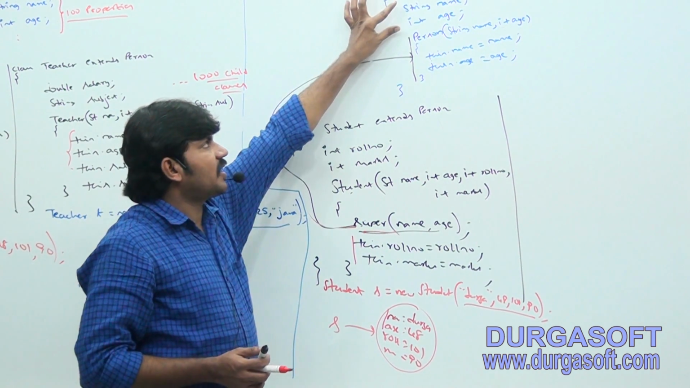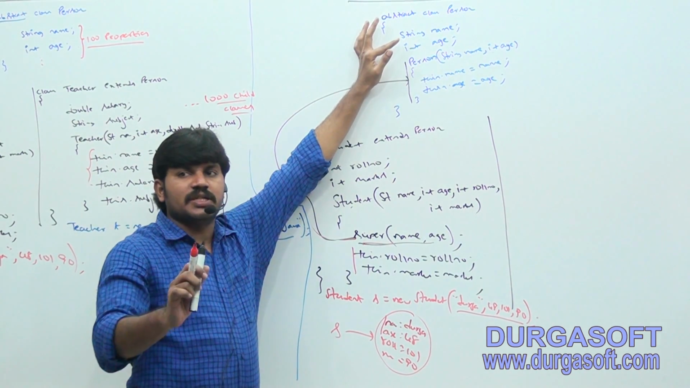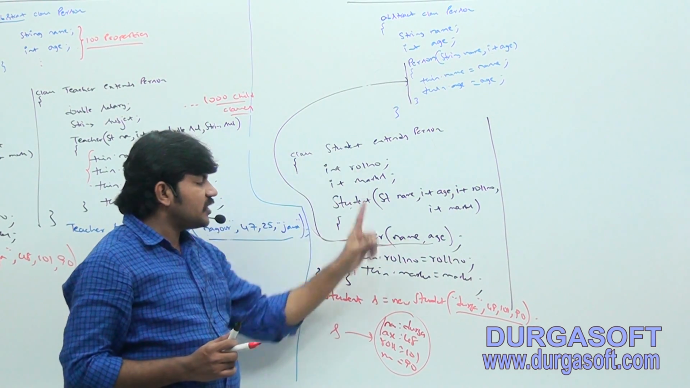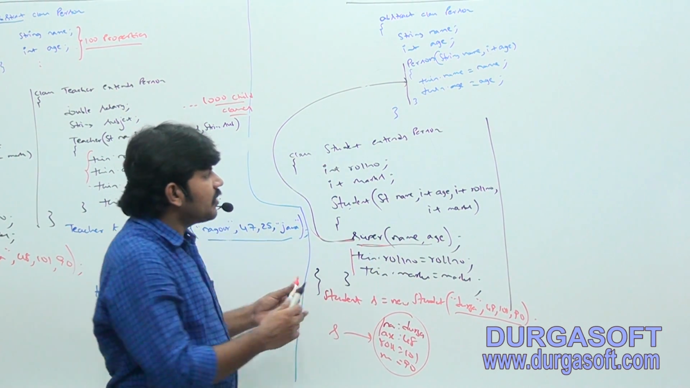Sir, assume the parent class contains 100 properties. For all those 100 properties, initialization will be performed at the parent level. Just we have to use one line. What is that line, sir? super. Is it clear? Sir, let me take another class.